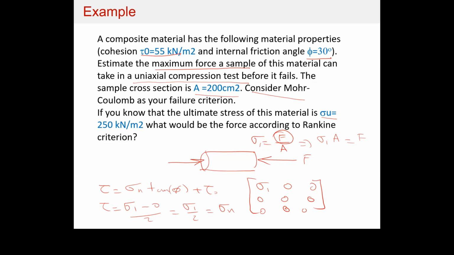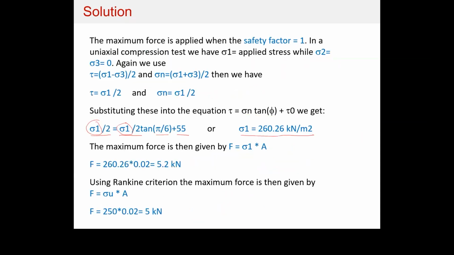And the cross section is 0.02 square meters. Be careful here because the cohesion is kilonewton per meter square. So when you get the value of the stress, when you get the value of sigma 1, this is going to be in kilonewton per meter square. And then when you multiply with A, you need to make A in meters. So in meters, this is 0.02 multiplied with the stress, so you get 5.2 kilonewton.